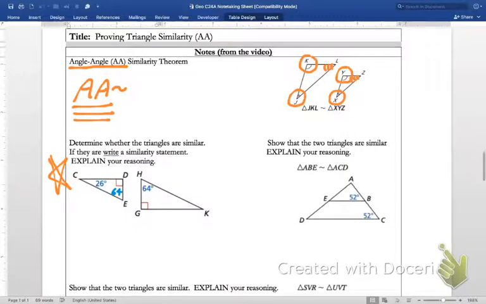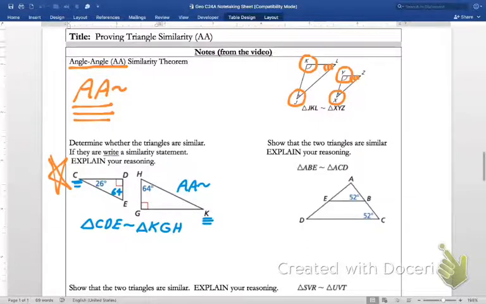So we can say the following, that triangle CDE is similar to triangle, now angle C would match up with angle K. Angle D is a right angle, it matches up with angle G. And angle E matches up with angle H. So why are the two triangles similar? Because of the AA, angle-angle similarity postulate.